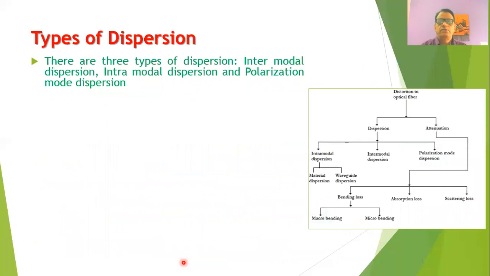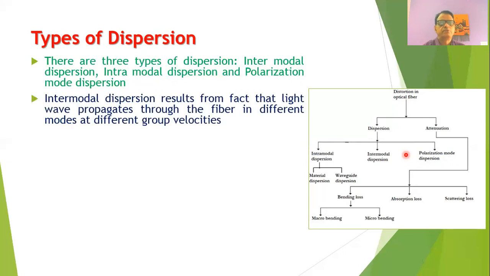Now, as we have seen, there are three types of dispersions. The first dispersion is being called an intermodal dispersion. The other dispersion is an intramodal dispersion. And the third dispersion is being called the polarized mode dispersion. So let us see what we mean by these three different types of dispersions.